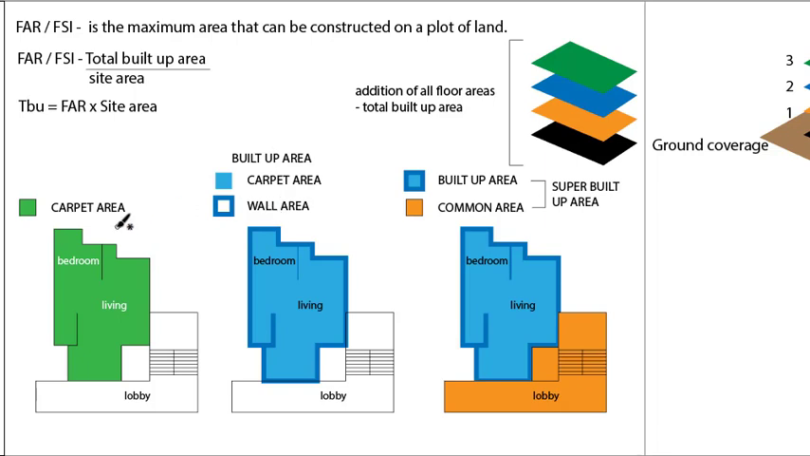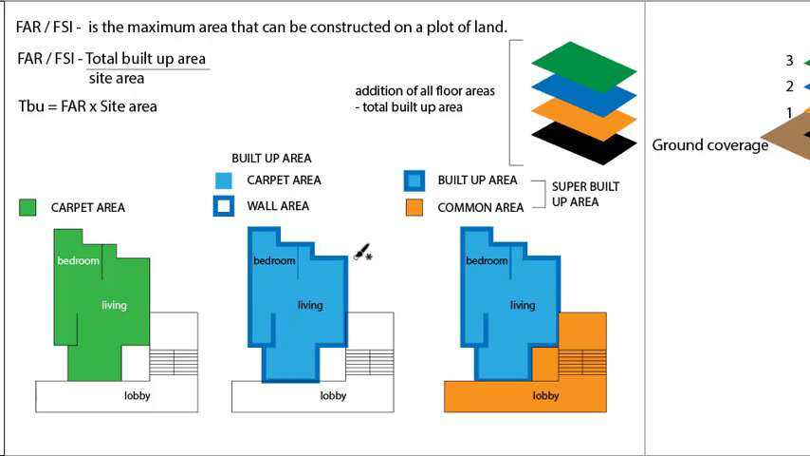And there are three types of areas that you should know. First is the carpet area. Carpet is the living area which is accessible, without including walls. You need not include walls for carpet area. Only the interior area is carpet area, and the built up area is carpet area plus wall area.